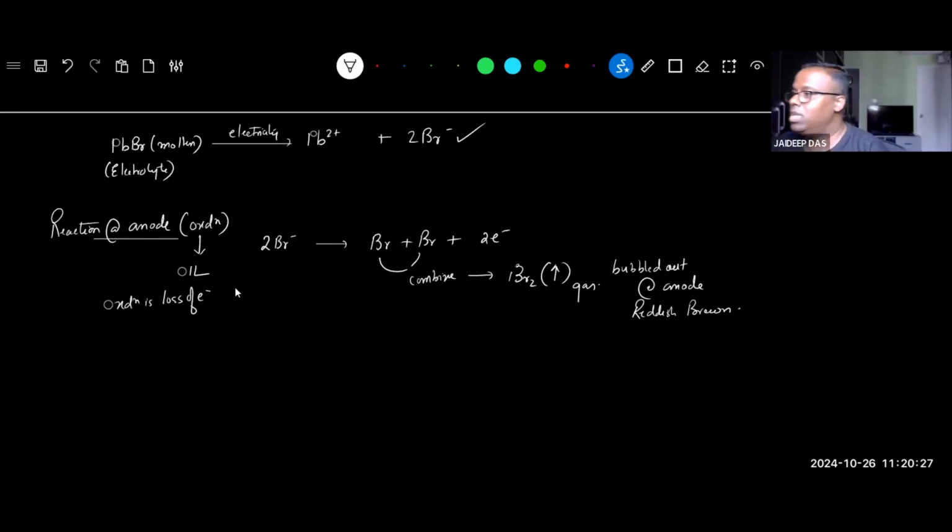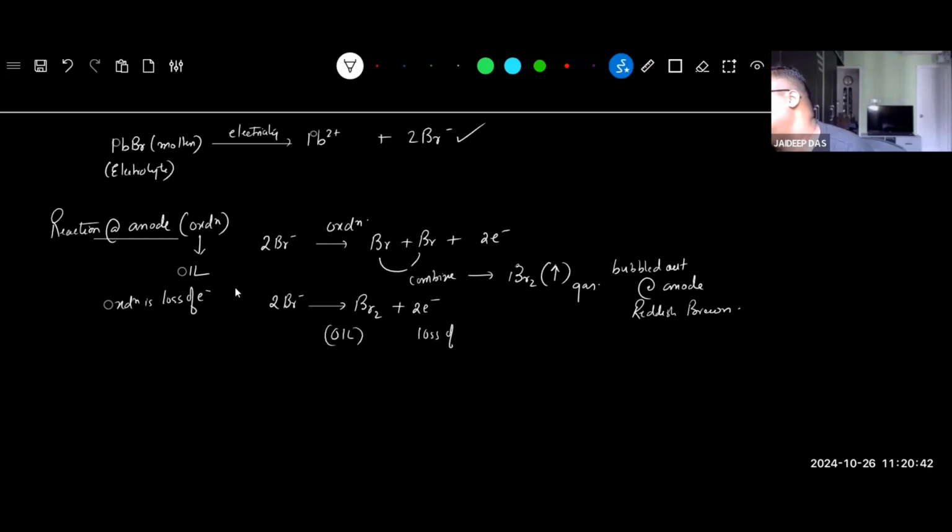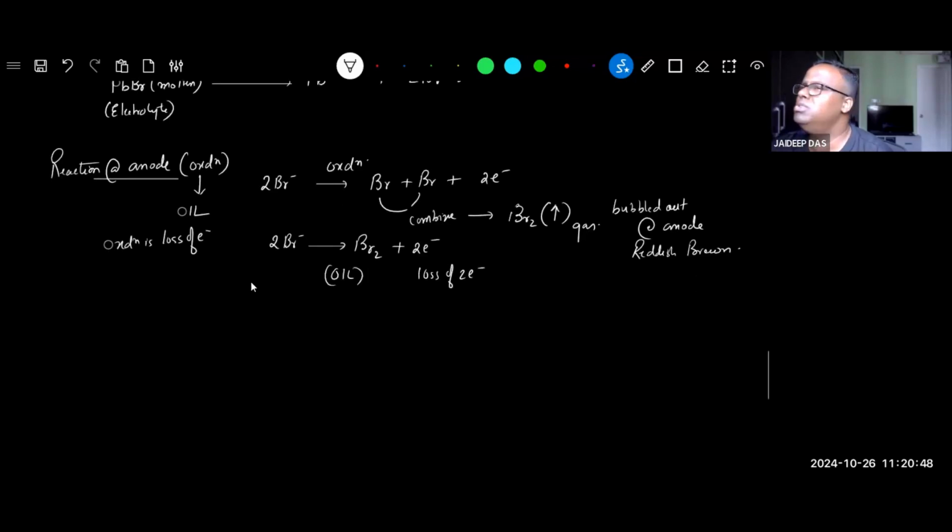Understood? So what will we call this process? We will call this process oxidation. To write it in a better form, I'll write 2Br- becomes Br2 and loses 2 electrons. So this is OIL, loss of 2 electrons. Children, are you clear or not? Now 2 electrons lost means nobody can lose electrons. Electron is not a child that will get lost in a fair. These electrons, the accounting has to be balanced.